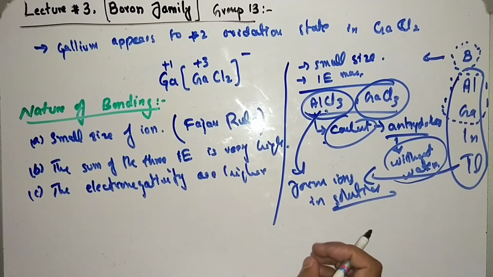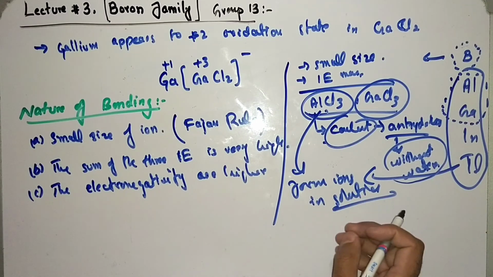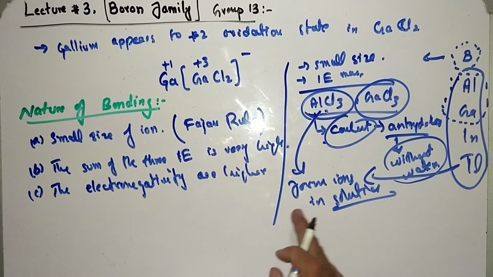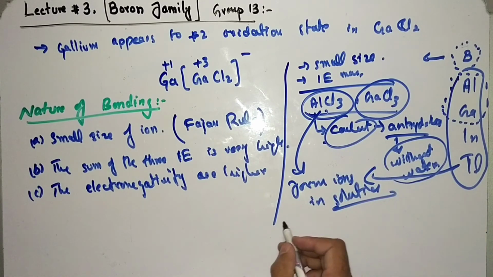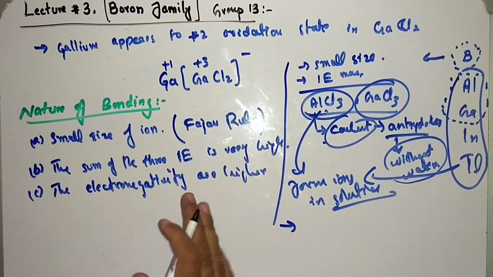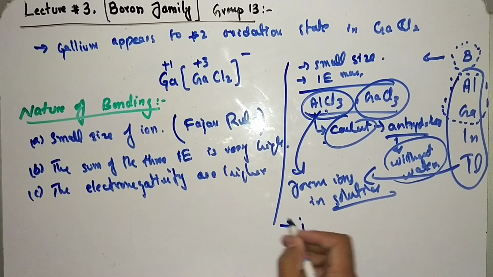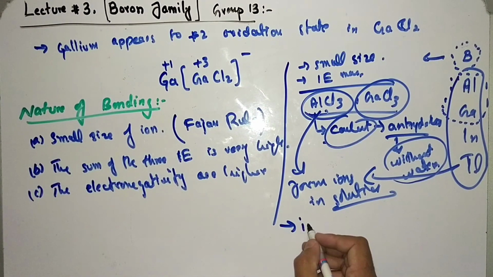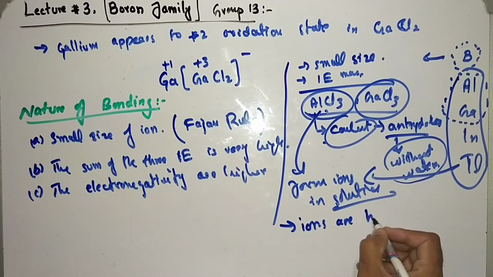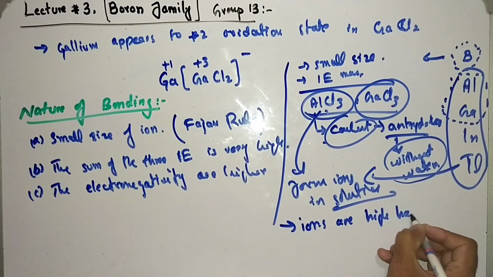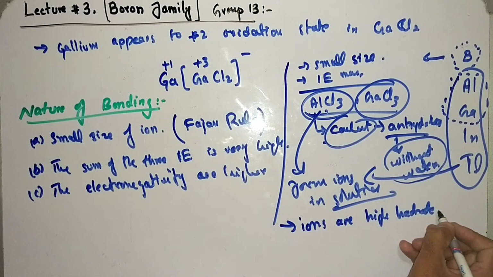So what is the reason behind it? Why did it change into ions? The change from covalent to ionic is because these ions are highly hydrated. I already told you before, in the nature of bonding, that these atoms have high hydration energy. These ions are highly hydrated.